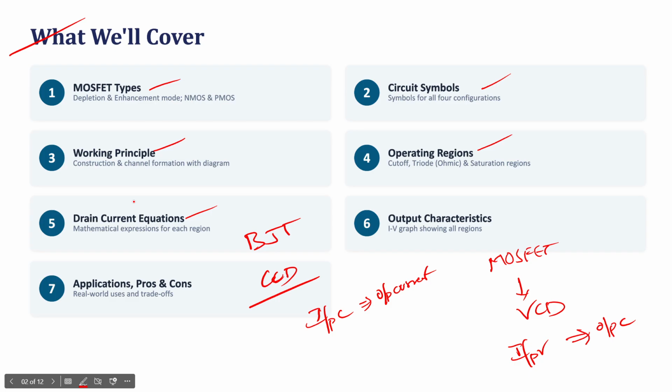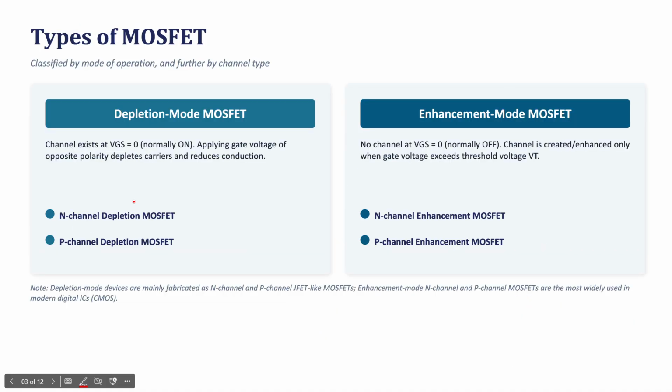Here the current is going to control the output current. The major difference between the MOSFET and BJT is that in the MOSFET the voltage is going to control the output current. Next we are going to discuss the output characteristics, and finally end our video with applications, advantages and disadvantages.